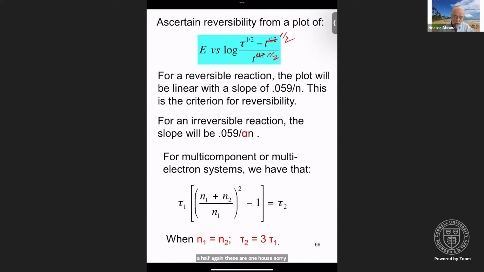And for a reversible reaction, the plot will be linear, surprise, surprise, with a slope of 59 over n millivolts. And this is a criterion for reversibility. As we've seen now ad nauseam, for an irreversible reaction, the slope will be 59 over alpha n millivolts. If alpha is 0.5, then basically the slope here will be 180 millivolts as opposed to 59 millivolts.